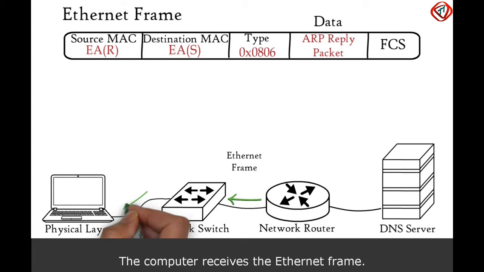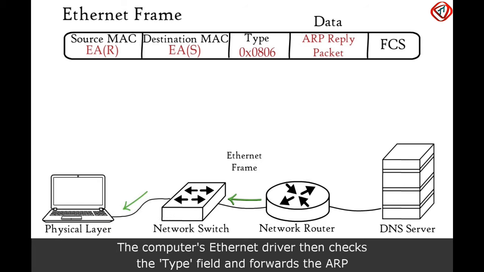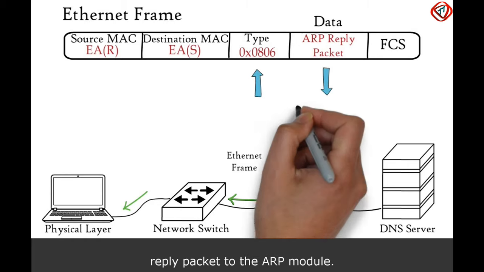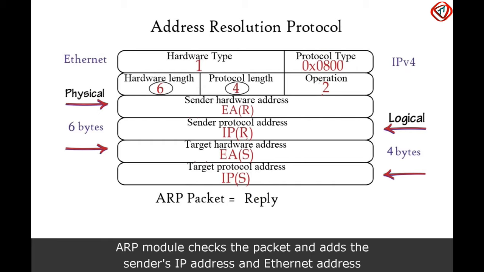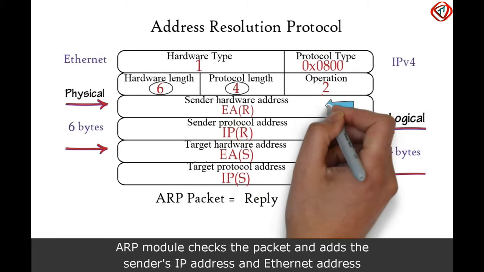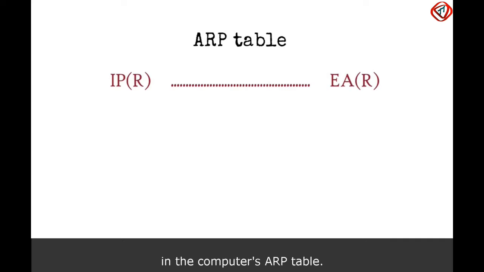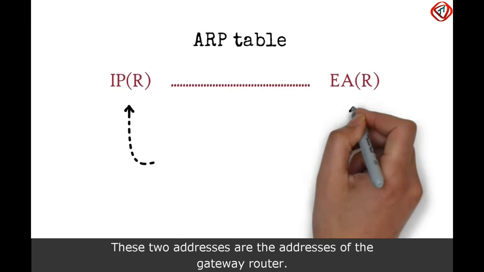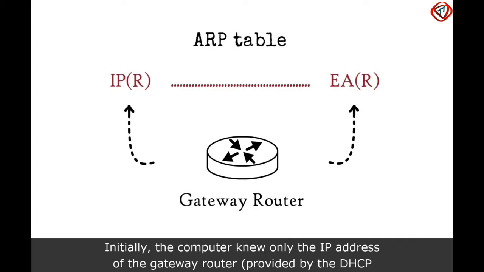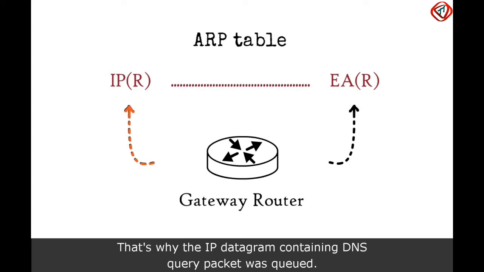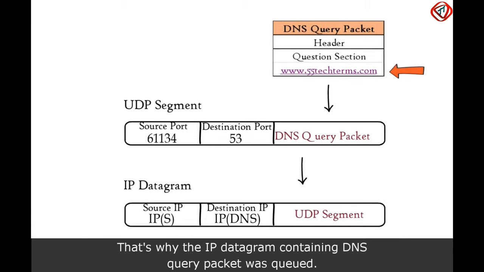The computer receives the Ethernet frame. The computer's Ethernet driver then checks the type field and forwards the ARP reply packet to the ARP module. The ARP module checks the packet and adds the sender's IP address and Ethernet address in the computer's ARP table. These two addresses are the addresses of the gateway router. Initially, the computer knew only the IP address of the gateway router and not its Ethernet address. That's why the IP datagram containing the DNS query packet was queued.